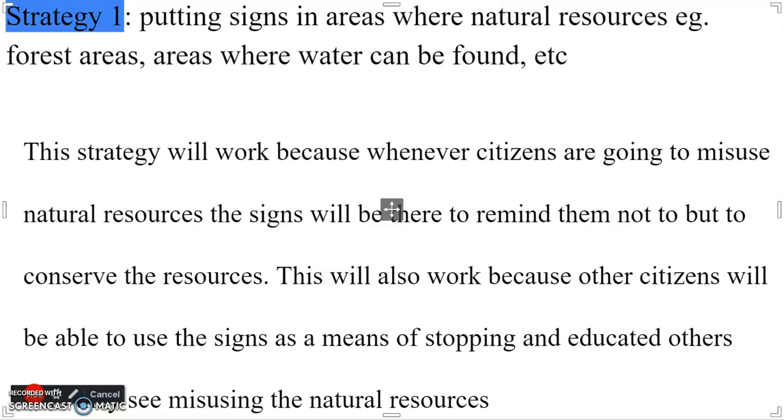And this will also work because other citizens will be able to use the signs as a means of stopping and educating others who they see misusing the natural resources.